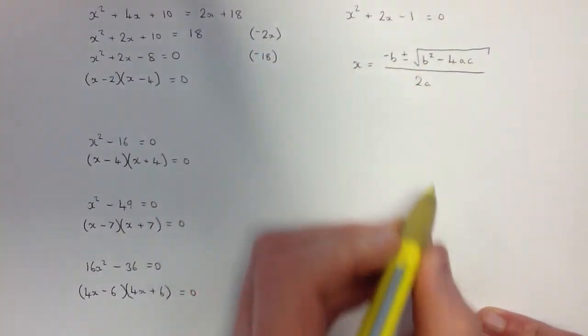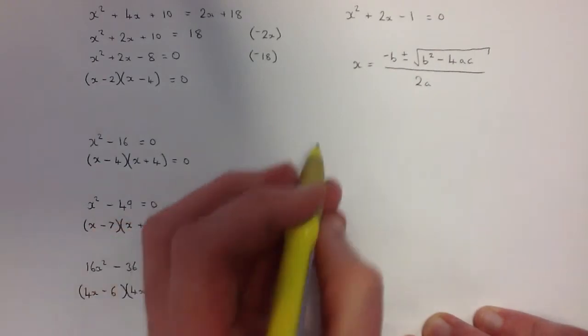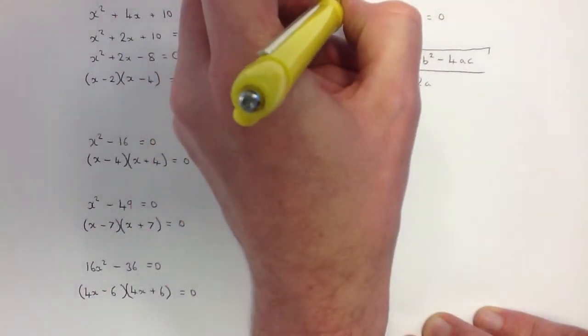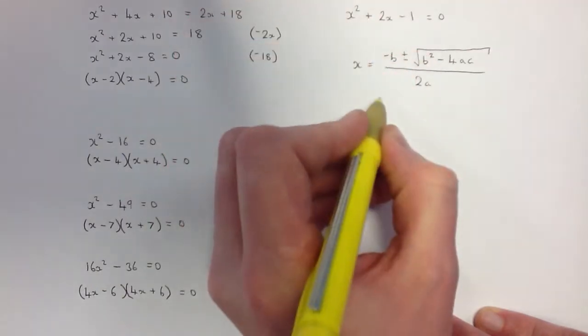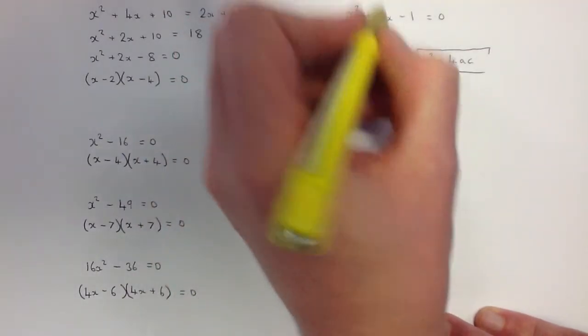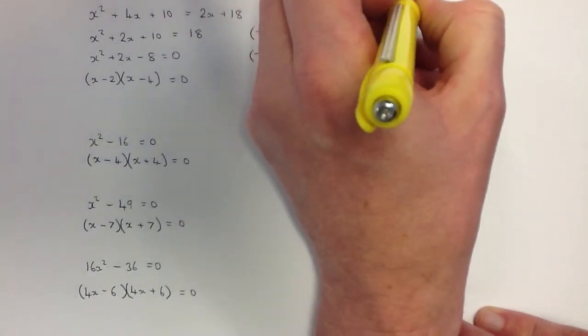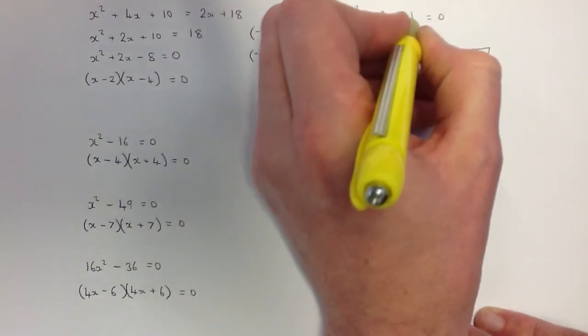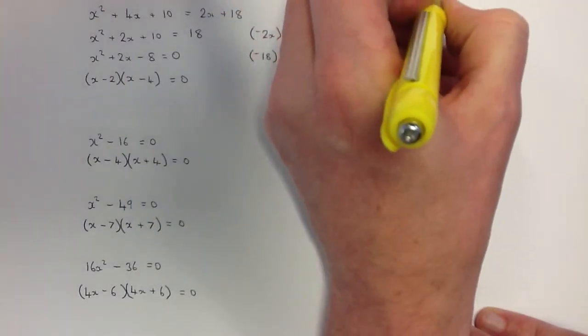Now all we need to do is make sure we identify the letters a, b and c correctly. a is how many x squared we've got. In this case we've got 1x squared. Don't be fooled into thinking this is a 0. Here the b is how many x's we've got, in this case 2. And c is the number we've got on the end. This is a negative 1. Don't be fooled into thinking that that's just 1.